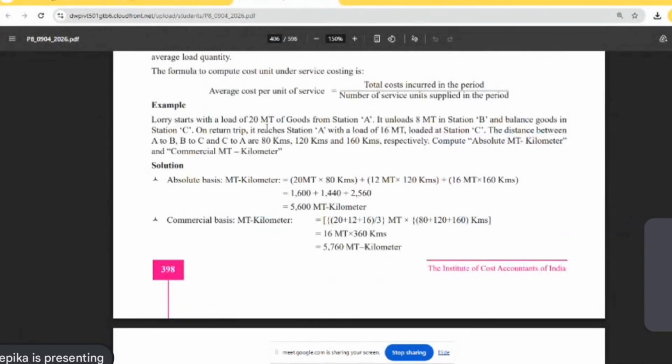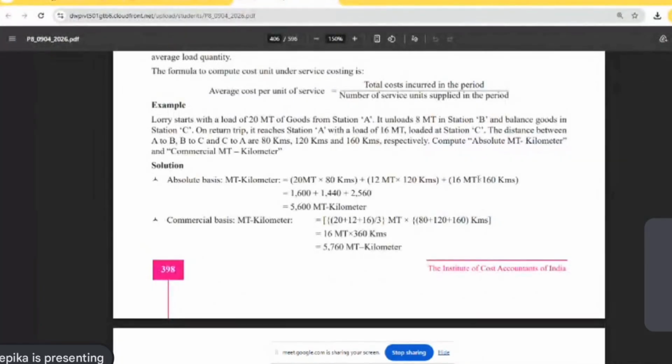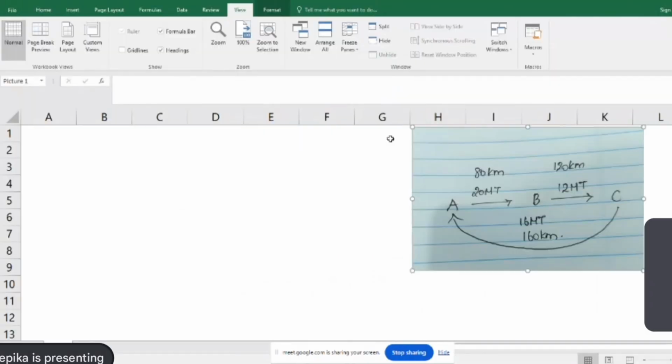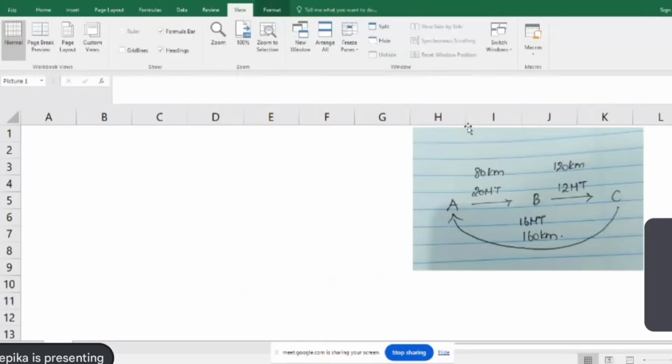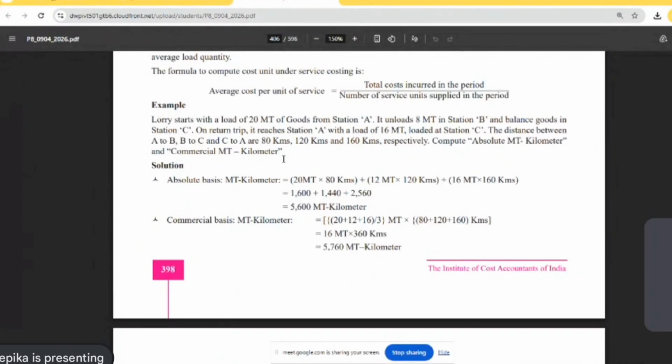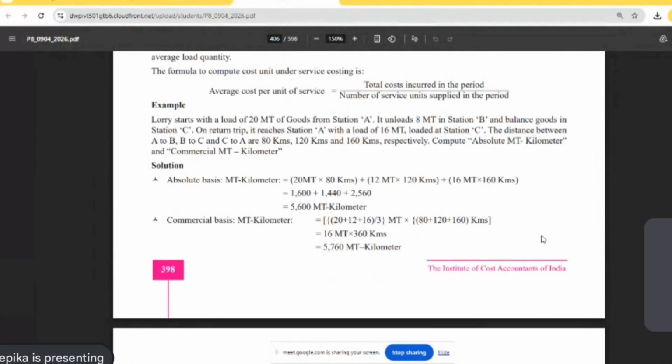So what they are telling: lorry starts with a load of 20 metric ton of goods from station A. From station A to station B, it is carrying goods of 20 metric ton, and it unloaded 8 metric ton in station B and the balance goods in C. So if it unloads 8 metric ton in B, then it is traveling to C with 20 minus 8, that is 12 metric ton. Then on return trip it reaches A with 16 metric ton loaded at C. The distances given are 80, 120 and 160. Whatever they have given in the question, I just drew as a diagram.